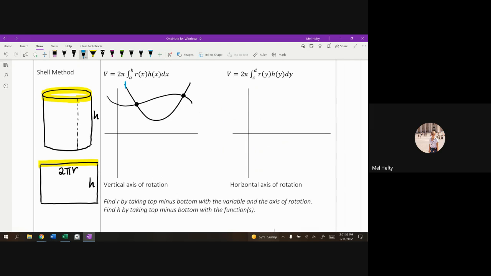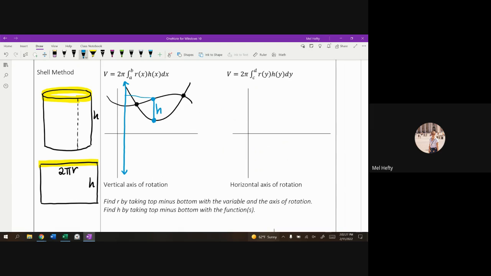I'm going to draw my axis of rotation, and notice now, unlike what we were doing with disc and washer, we're going to be rotating parallel to our axis of rotation. So if I'm working in x, I'm actually going to have a vertical line. That's different than the disc and washer. It's exactly the opposite. Okay, this is going to be our height. Notice that's kind of a top minus bottom with our two functions. So that's going to feel super normal.